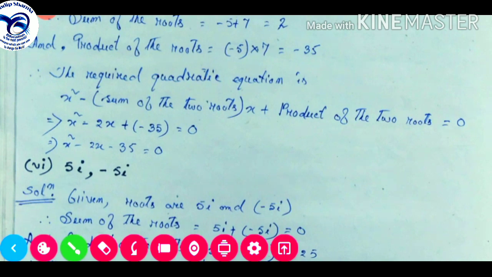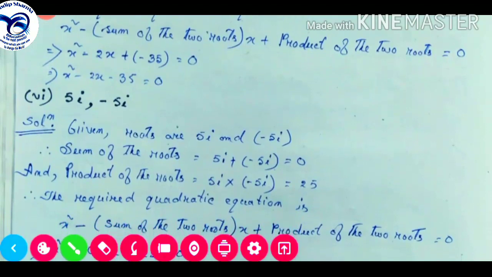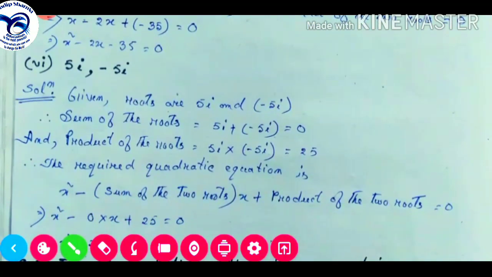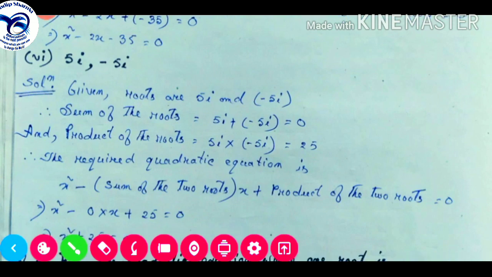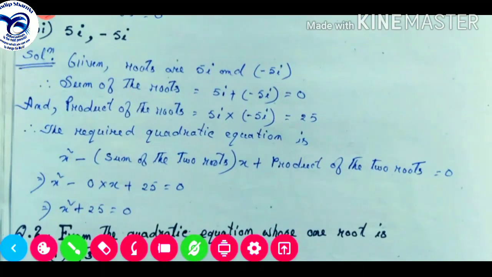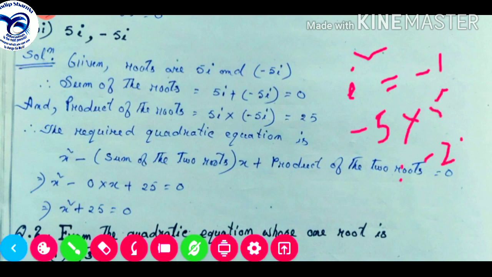Next, numbers 2, 3, 4 are easy. You are able to do these by yourself. Number 6 I am showing you: 5i and minus 5i. Two roots are given. Same as the previous method, the sum of the roots will be 0, because one is positive and another is negative, the same number. The product of the two roots will be positive 25, because we know i square is equal to minus 1, and minus 5 into plus 5 is minus 25, and with the minus 1 it becomes plus 25.